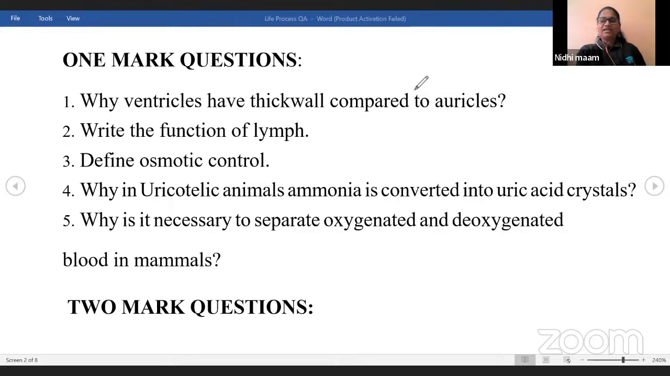To meet the higher energy need, there should be enough supply of oxygen. That is why the circuit should be separate. The path should be separate. Let us proceed to the next question.